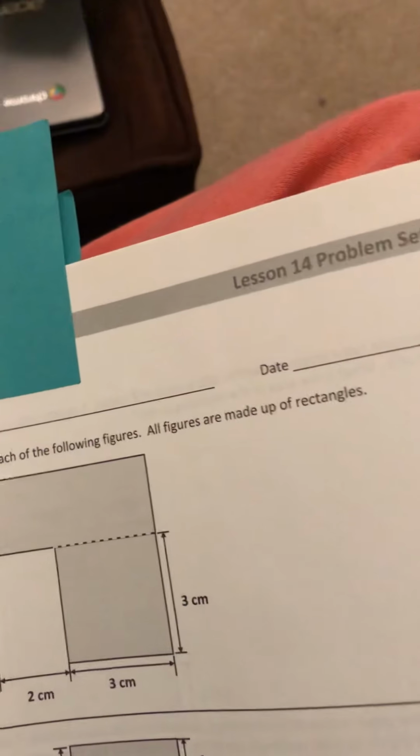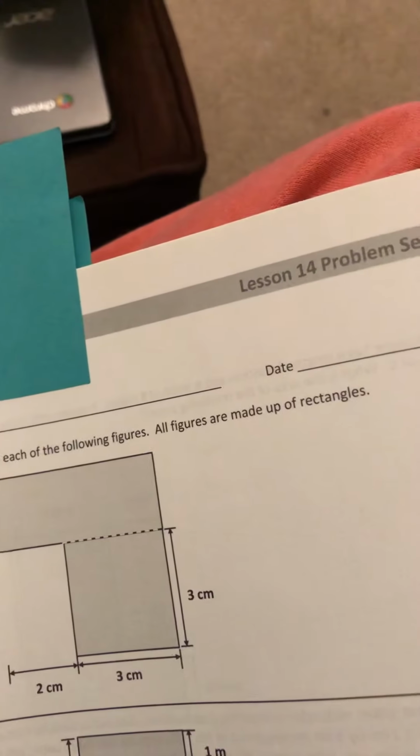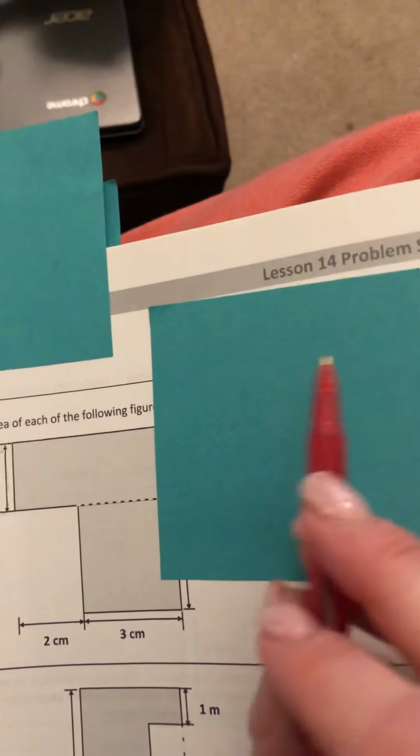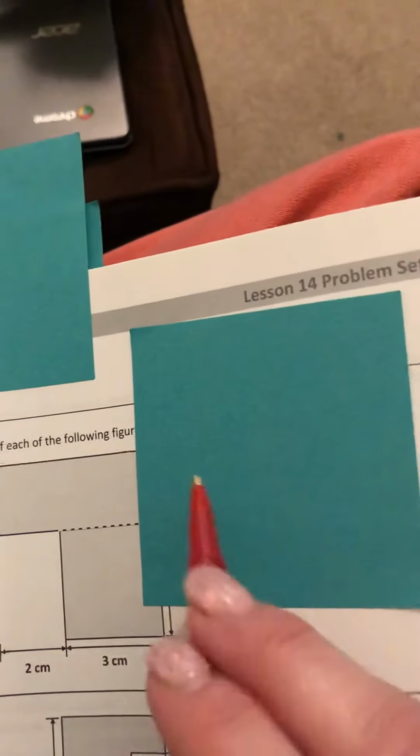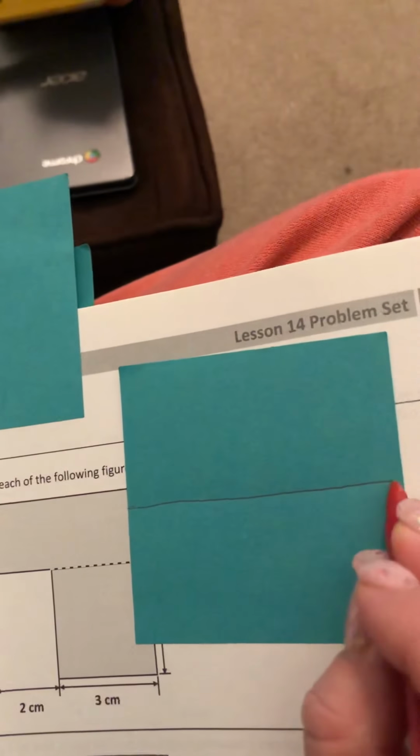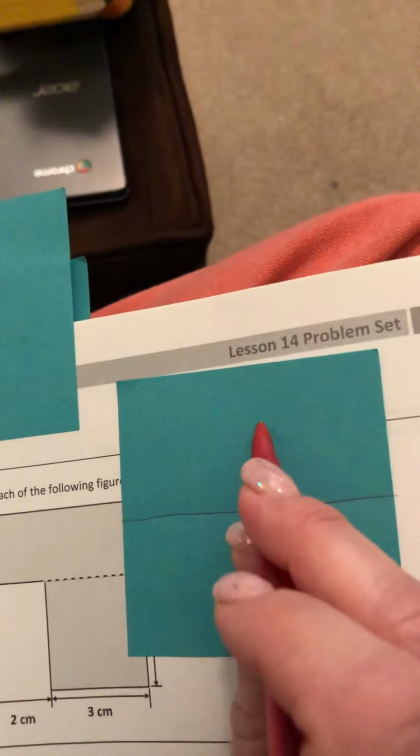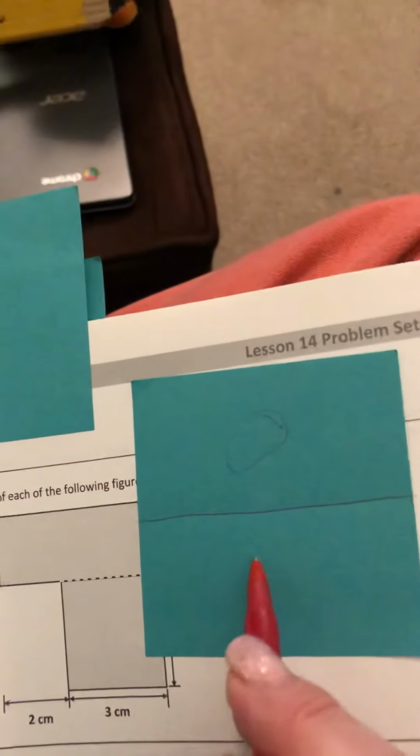So think of it as if I had this Post-it note right here, and I wanted to know the area of this Post-it note, but it was kind of split like this. If I wanted to know the area of the whole thing, I would find the area of this part up here, and then I would find the area of this part right here, and I would put them together. So that's exactly what you're doing.